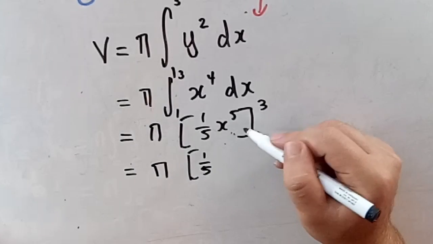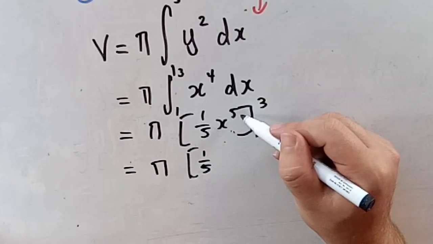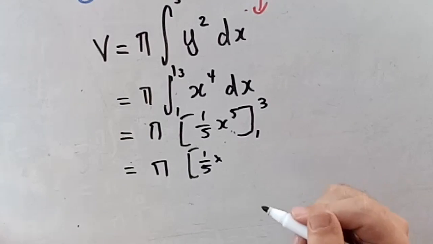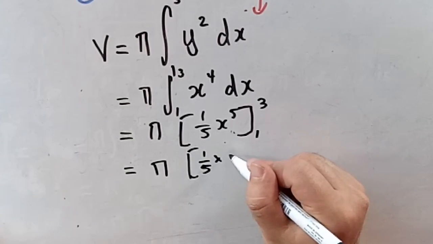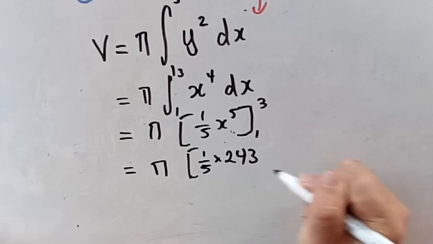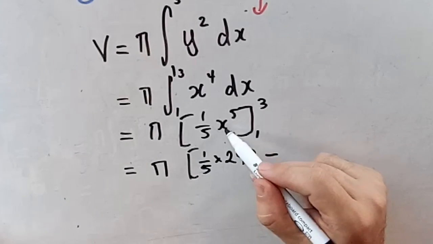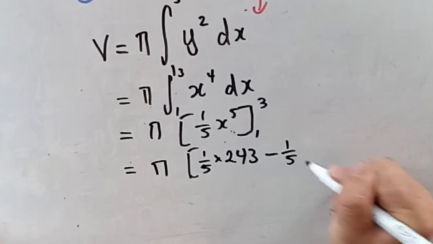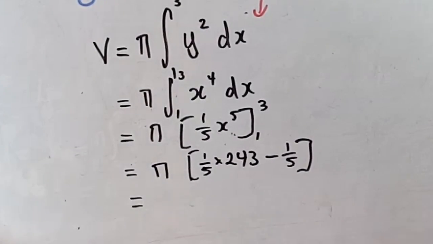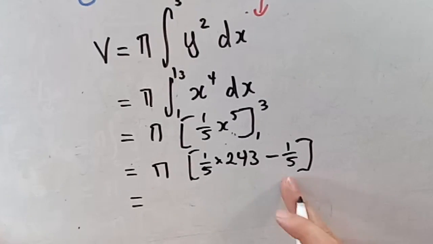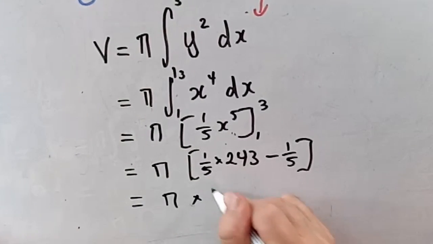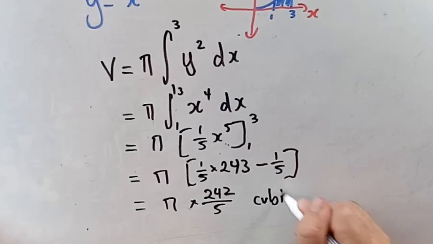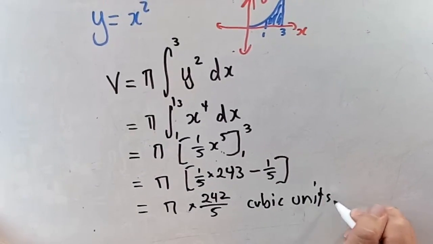1/5 of 3 to the 5, 3 to the 4 is 81. So times 3 is 243 minus, yeah, it's just 1/5. Too much time thinking about that one. So what have I got? 242. Pi times 242 on 5 cubic units. That's cool. Work that out.